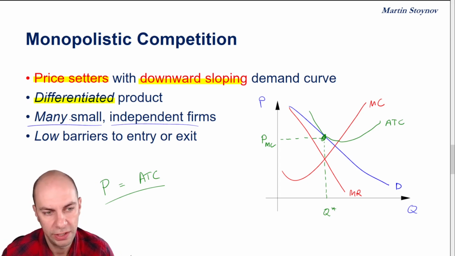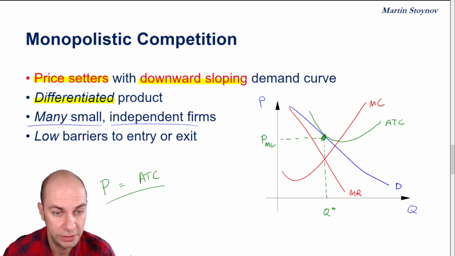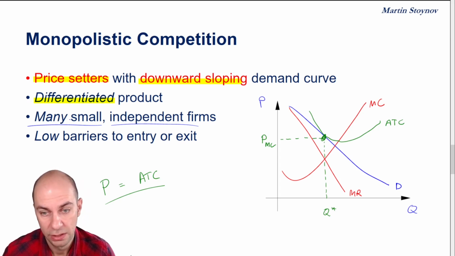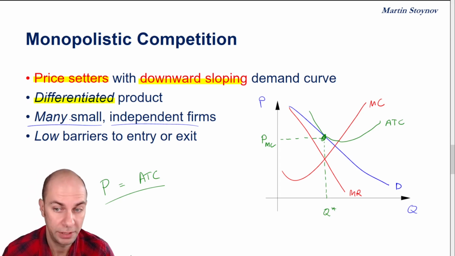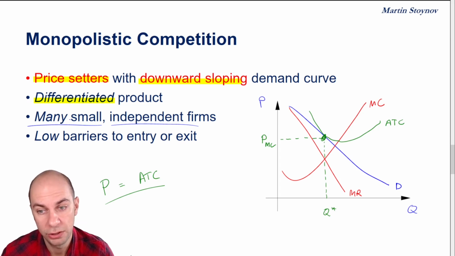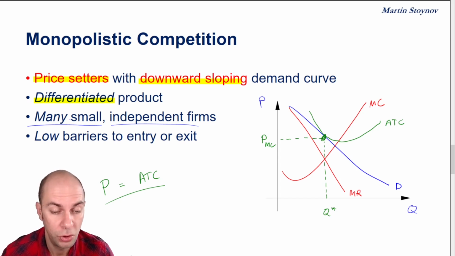Just like perfect competition, we have many small independent firms, right? So they're not colluding, they're not talking to each other. The main difference here is that they are price setters, so price searchers, not price takers, and their product is differentiated rather than commoditized. Now, again, we have low barriers to entry and exit. That means that in the short run, they may be able to charge prices above ATC and have economic profit, but in the long run, they will return to normal profit and their price will be equal to the ATC, albeit it will not be at the minimum of the ATC curve.